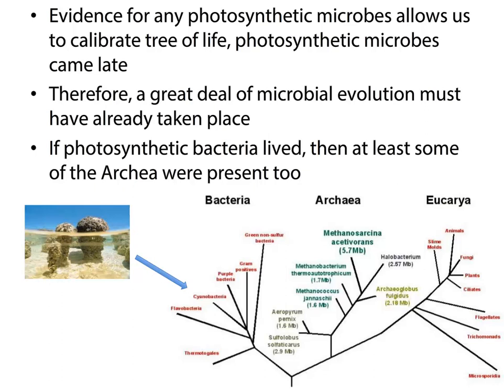So evidence for any photosynthetic microbes will allow us to calibrate the tree of life, because we know photosynthesis came late. Therefore, the microbes must have been around and already evolved a lot, okay? And so if photosynthetic bacteria were alive back then, at least some of the archaea were alive back then too. How cool is that? Actual critters 3.5 billion years ago, if not older. Still, don't go there with the whole time machine thing, because remember, no oxygen. But anyway, it would still be very interesting.